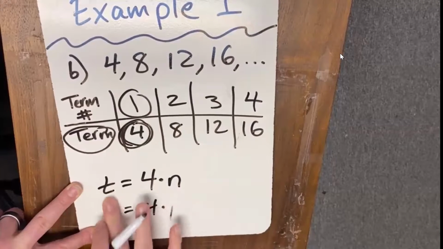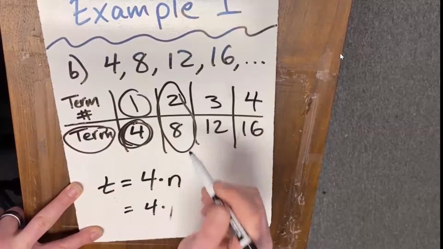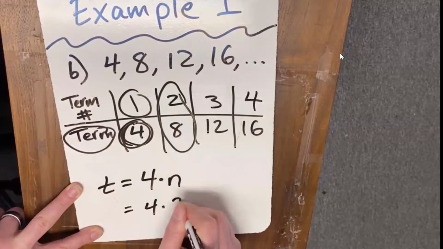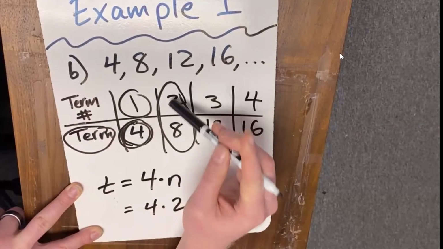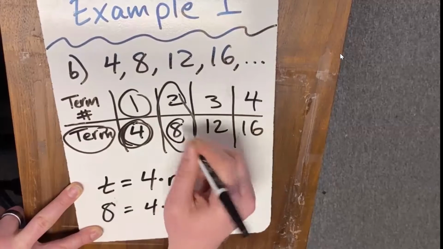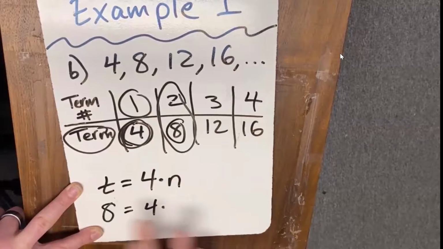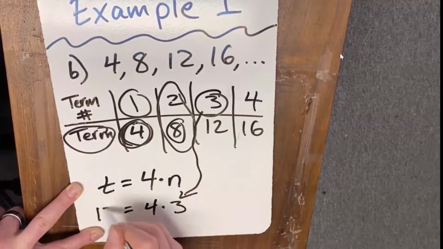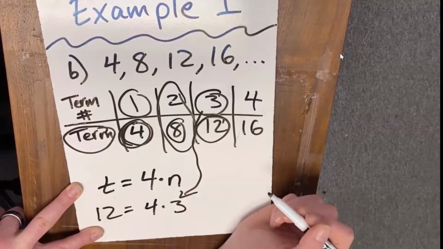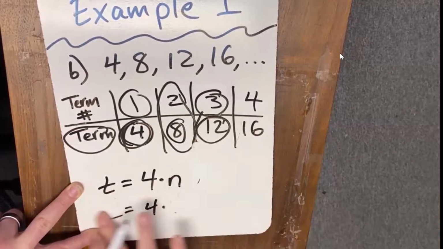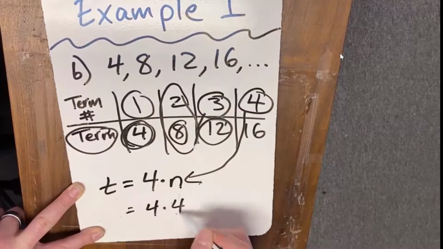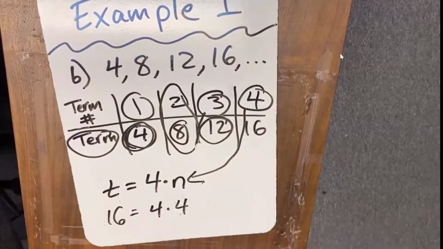If I plug in this section now, I would have to do 4 times 2, which is going to be 8, which equals my term right there. If I plug in 3, 4 times 3 equals 12, which is my answer right there. I'll do the last one just so it's not left out. Take that 4, plug it in for n, 4 times 4 equals 16. All right, so that's how you would do multiplication.